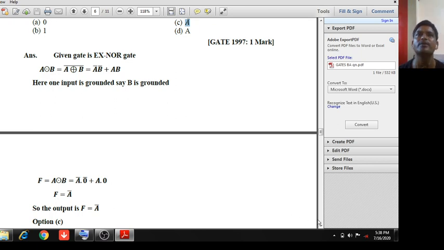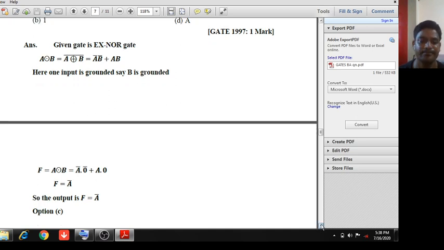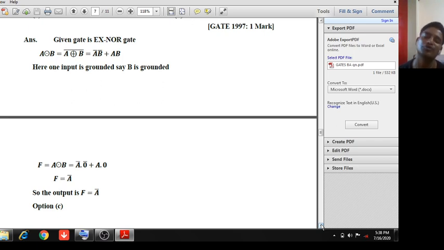So you have to remember, in case of XOR gate, if one input is 1, it works as an inverter or NOT gate. In case of XOR, if one input is 0, it works as what? Inverter. Because it is the dual of that. You know what is the dual of XOR? Dual of XOR is XOR. And what is the dual of 1? 0. So in this way you can remember.